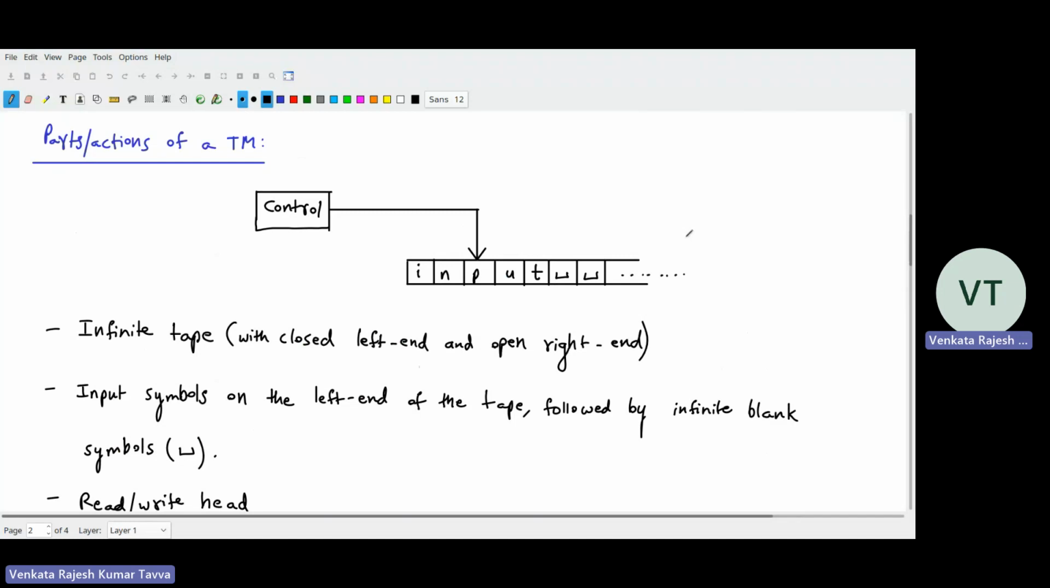Whereas in an FSM, you have only an input tape. You don't have a memory. In a PDA, you have an input tape as well as memory. This input tape is like a queue. You can read only one symbol at a time.